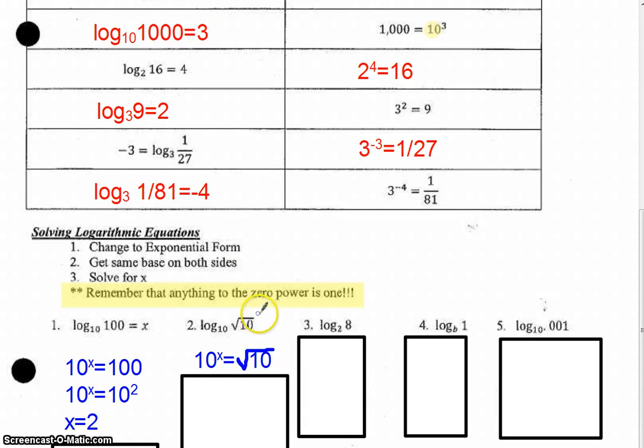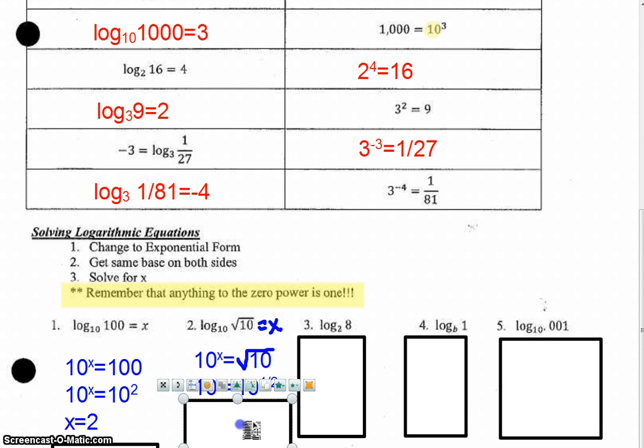And if it confuses you, think of this as being equals x. So 10 to the x equals square root of 10. Well, we know that the square root of 10 can be rewritten as 10 to the 1/2. So 10 to the x is equal to 10 to the 1/2. Set your exponents equal. x is equal to 1/2.